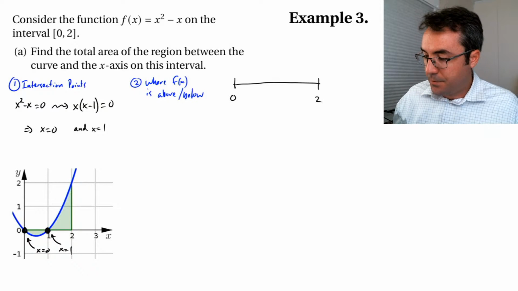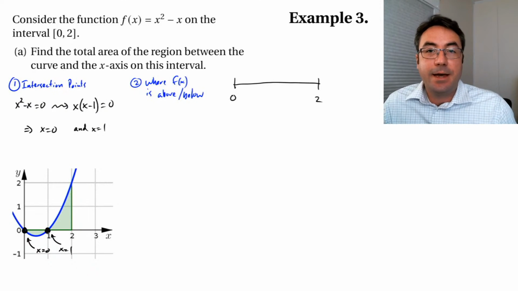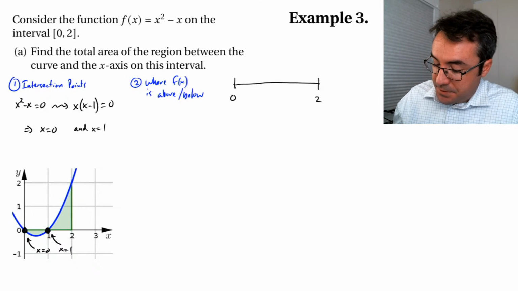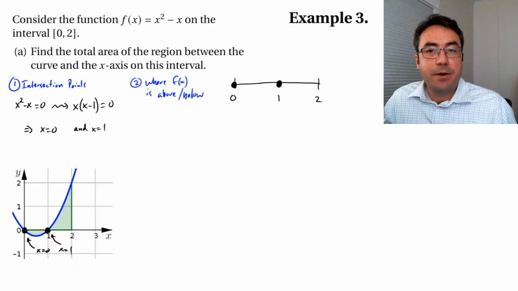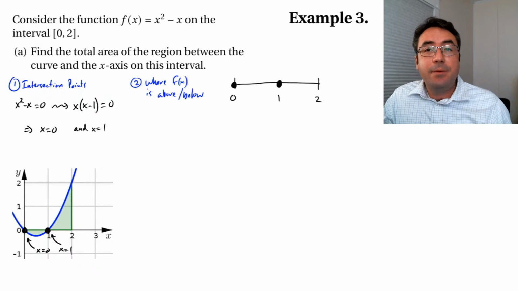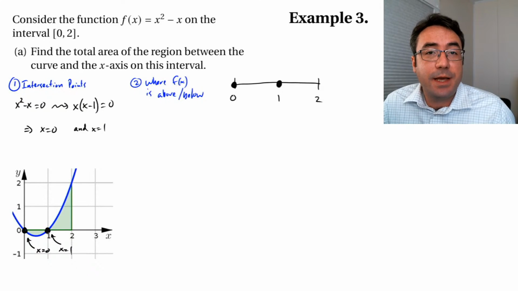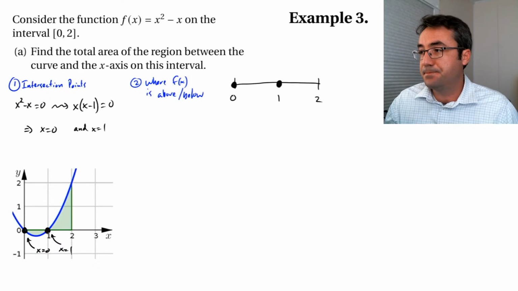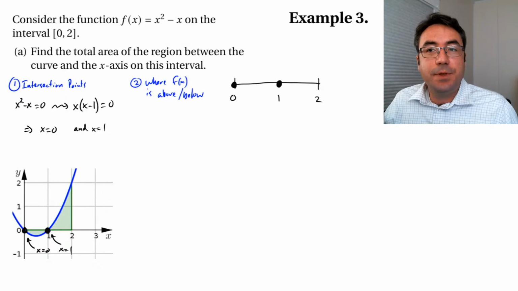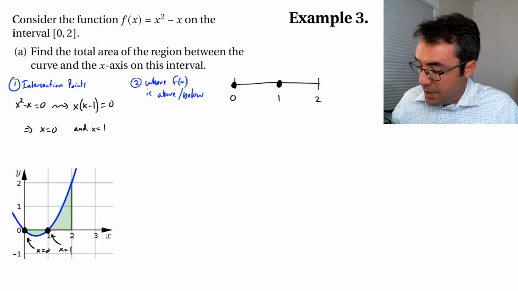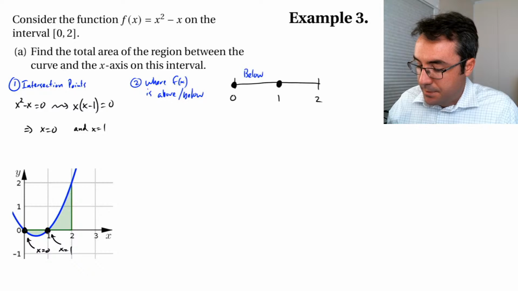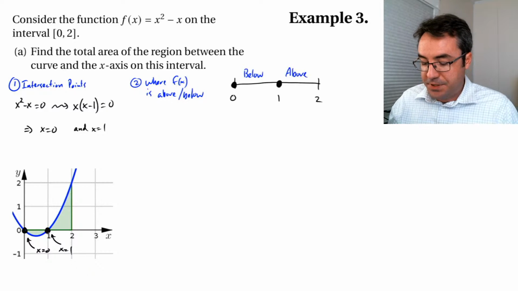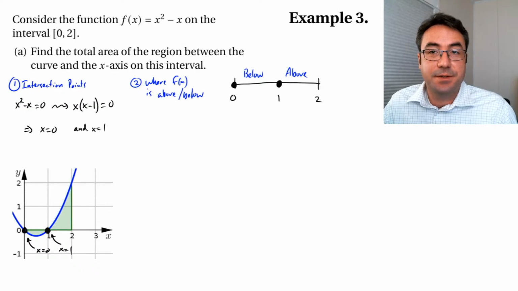So we're looking at the interval from 0 to 2, and let's plot our intersection points. We found that we had an intersection point at 0, and then we also had an intersection point at 1. And so this splits up our interval into two subintervals, and we just want to figure out, is our function above or below the x-axis on each of those intervals? We can just do this by looking at our graph. In between 0 and 1, we see that our function is below, and in between 1 and 2, we see that our function is above the x-axis.